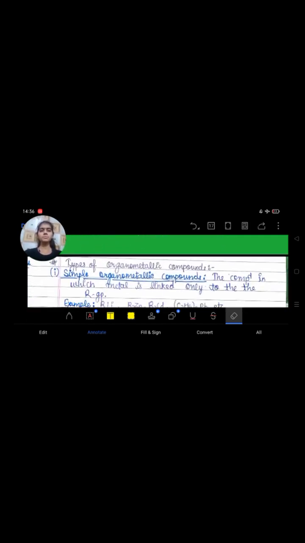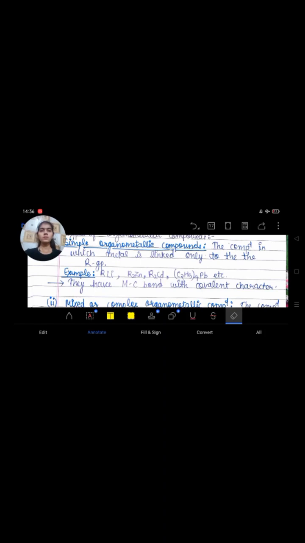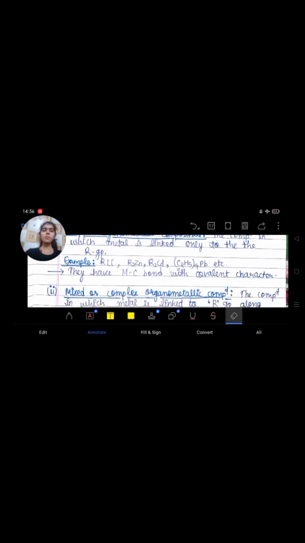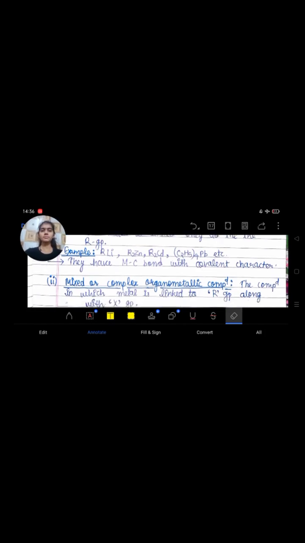The first type of organometallic compound is the simple organometallic compound. So what are simple organometallic compounds? Those are compounds in which the metal is linked only to the alkyl group. For example, alkyl lithium, alkyl zinc, dialkyl cadmium, etc., because they have a metal-carbon bond with covalent character.